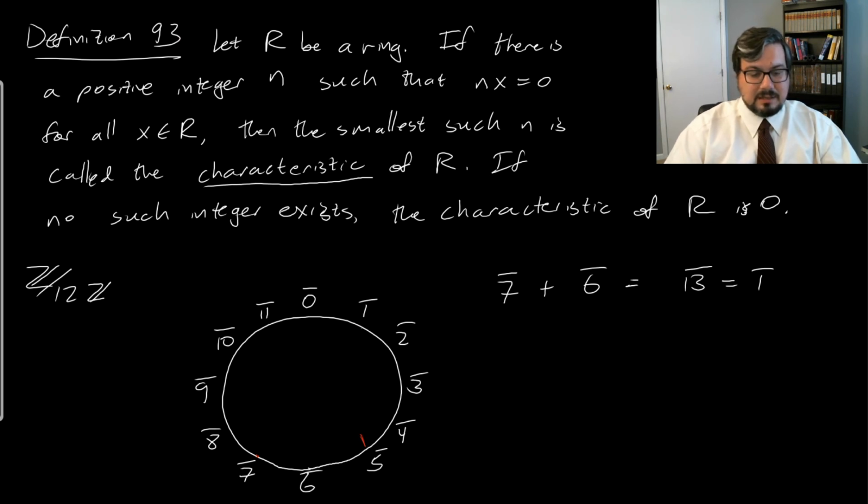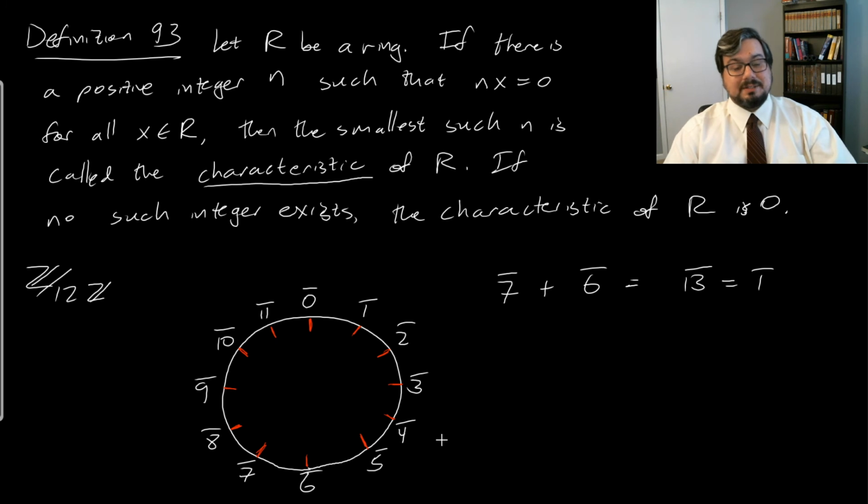So let's take 5. If we start here at 5, and we keep adding 5 repeatedly, we get 5. 5 plus 5 is 10. 10 plus 5 is 3. 3 plus 5 is 8. 8 plus 5 is 1. 1 plus 5 is 6. 6 plus 5 is 11. 11 plus 5 is 4. 4 plus 5 is 9. 9 plus 5 is 2. 2 plus 5 is 7. And 7 plus 5 comes back to 0.